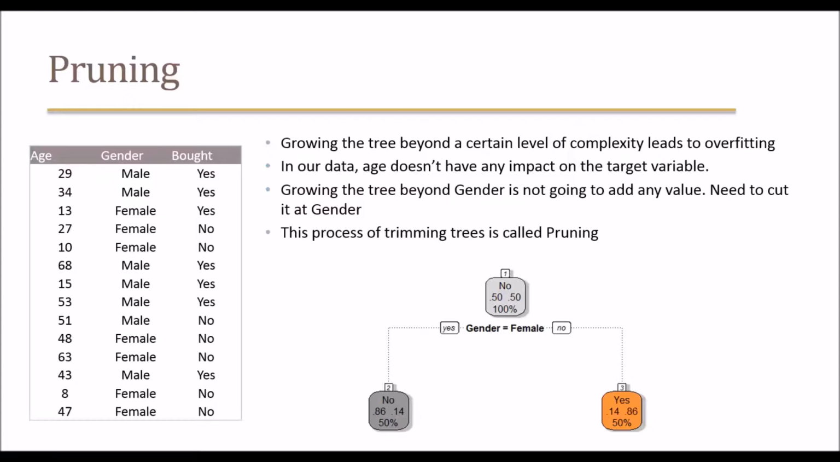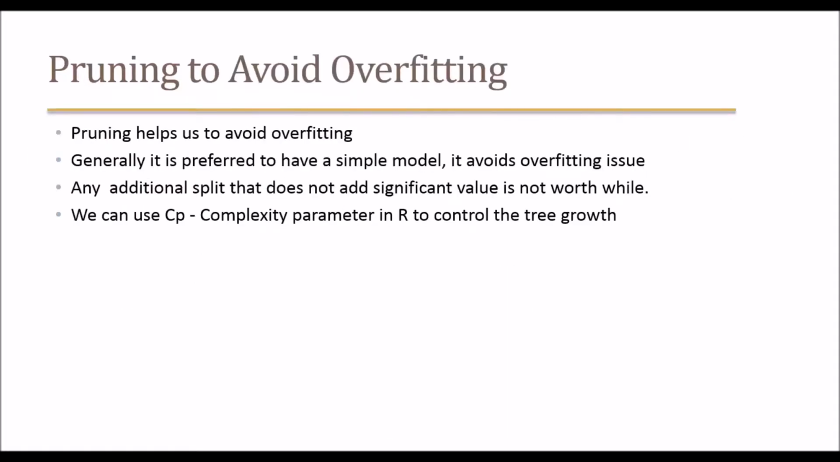So we are building the decision trees and we don't want to grow them as big as possible. We want to build smaller, compact trees. This process is called pruning. Pruning obviously helps us avoid overfitting because we are not growing the trees really big. Generally we always prefer to have a simple model. Generally simple models avoid overfitting. When the model is simple, you are not specifically building the model for each observation in the data.